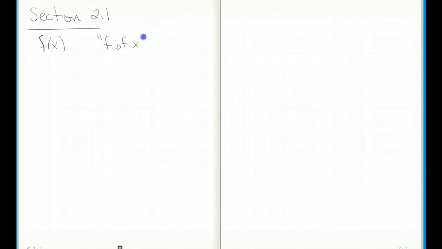That's how we would read it to ourselves. And remember that the parentheses are not multiplication parentheses, they are what we call function parentheses. So this does not say f times x, it says f of x. And remember what this means: this notation means the output of the function f when the input is x.